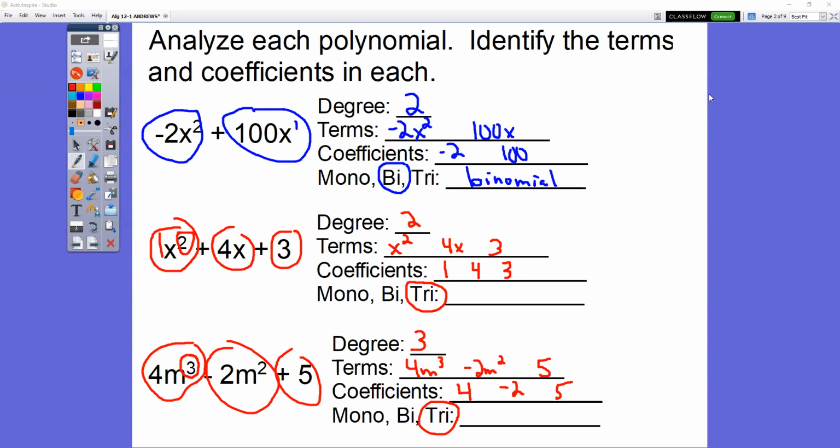How would the 3 be a coefficient if it isn't in front of an x? It's just the plain number, all right? Somebody asked how this one would be a coefficient. It's just the plain number. Just plain numbers are also coefficients.